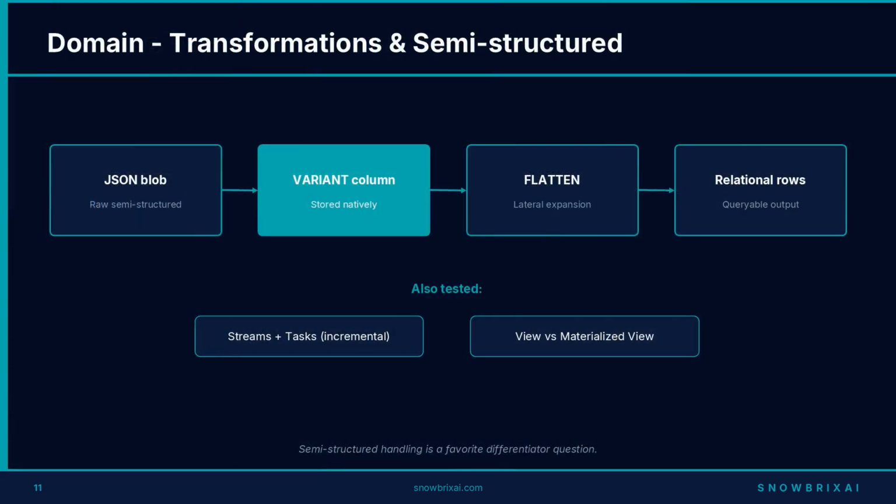Now transformations and semi-structured data. This is a classic differentiator on the exam. They test the variant data type, loading and querying JSON, the flatten function and the common functions around them.